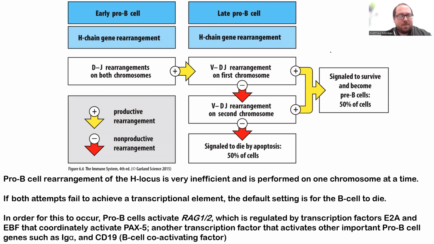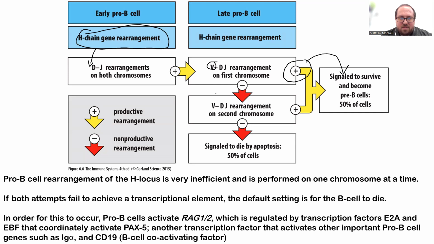So this is more or less how this works. The early pro-B cell undergoes heavy chain rearrangement. The heavy chain rearrangement first rearranges the D and J segments. If the D and J segments are productive, this then allows for the variable region to be recombined. This happens on the first chromosome. If it works, then the B cell signals to survive.